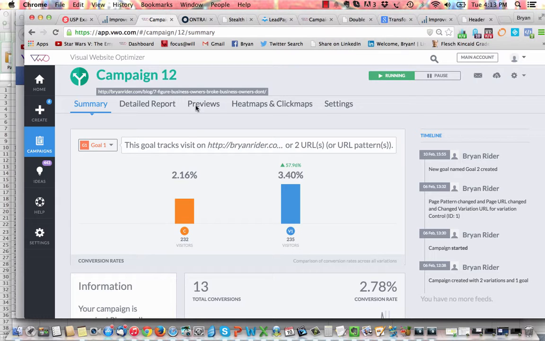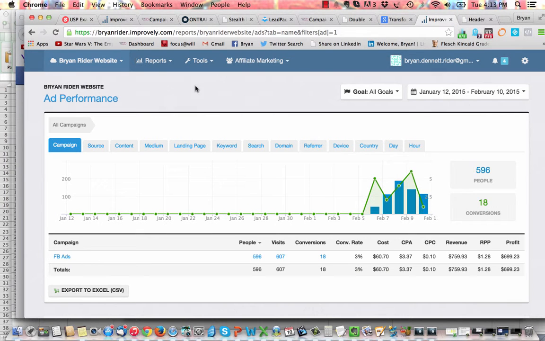A lot of times we'll use Improvely to track some data, and we're going into ad performance. This is another one where we're running some Facebook ads and looking at the conversion rate. So you would say it's 3%, it's low. Well, the cost per click to the website's very cheap. Now, with split testing, we make a lot more money depending on where we're running traffic at a 3% conversion rate than we do at a 20% conversion rate.